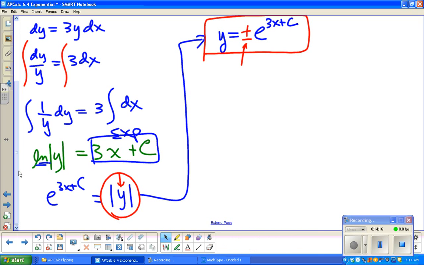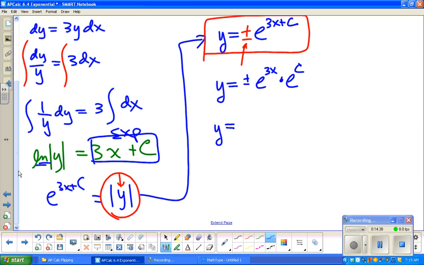Okay, I will also tell you that most books, tests, etc. will not leave it in this form. Instead, they will remind you something like, all right, so I have this plus or minus. When you are multiplying, you add exponents, so this is the same thing as e to the 3x times e to the c.